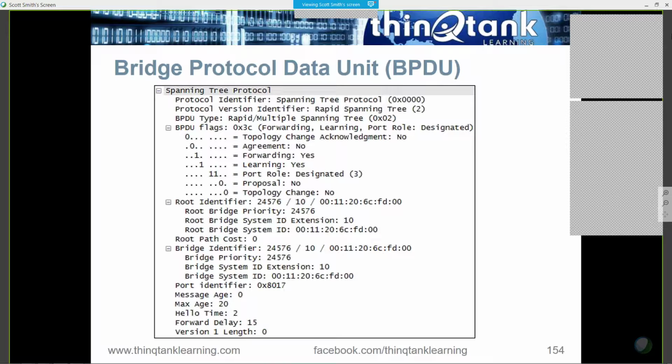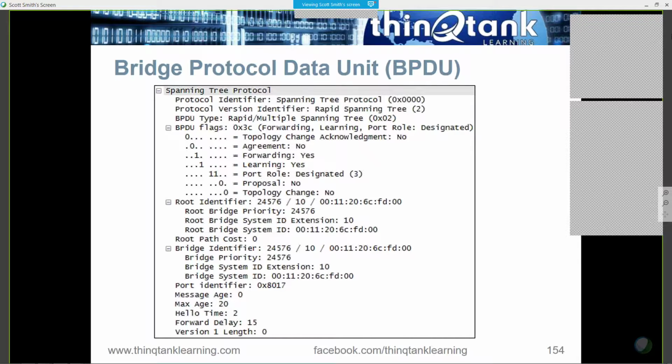No. Because the only time you're ever in a learning state is if you're doing convergence, if you're performing convergence. Okay? What version of spanning tree is this BPDU for? RSTP, Rapid Spanning Tree Protocol. All right? So we're starting to see some of these values.